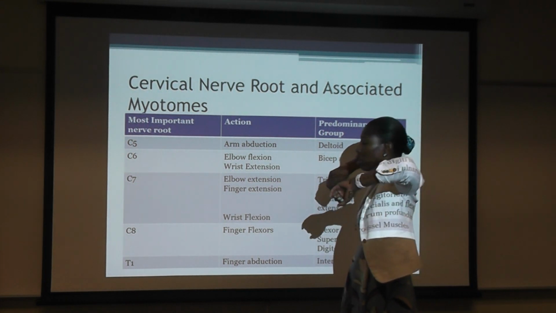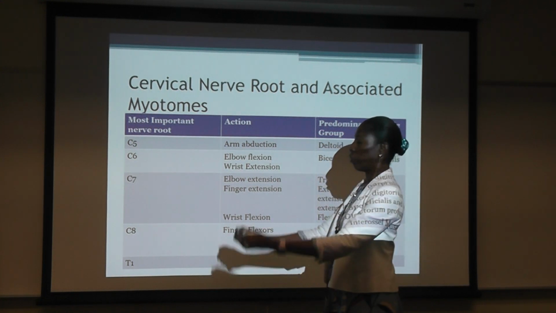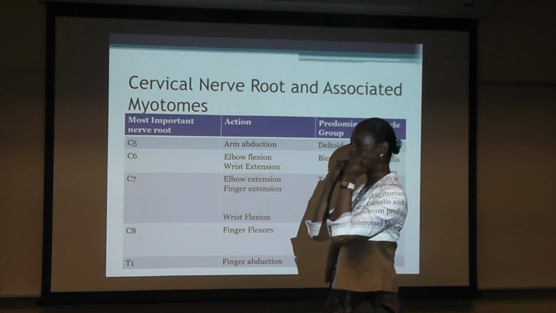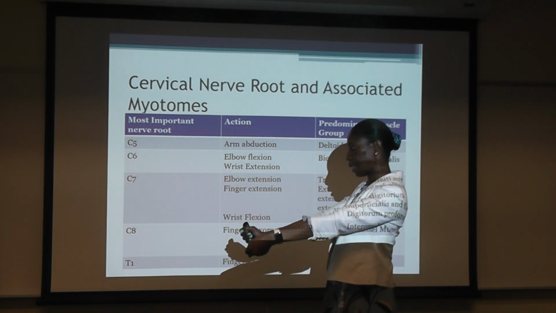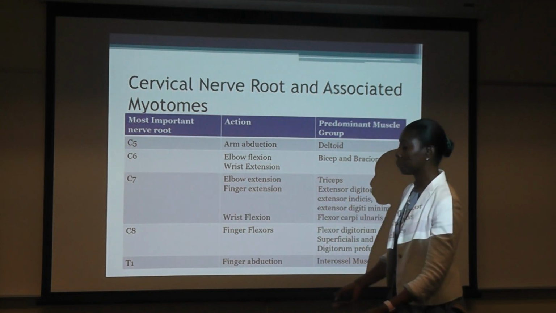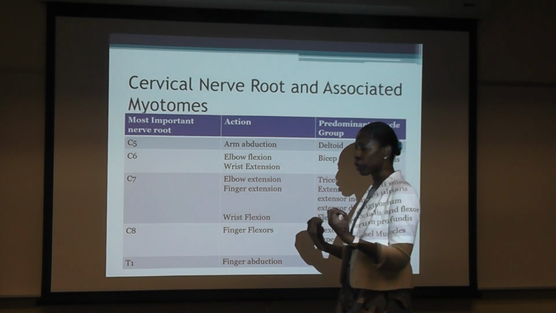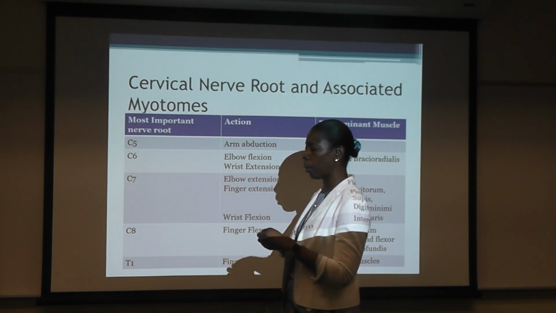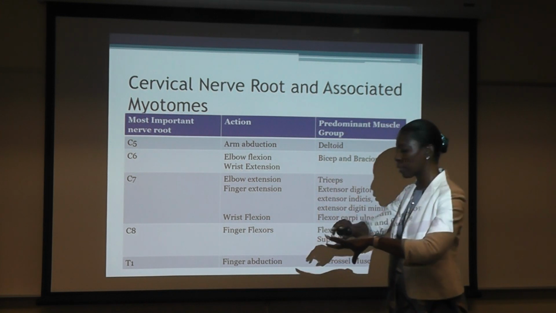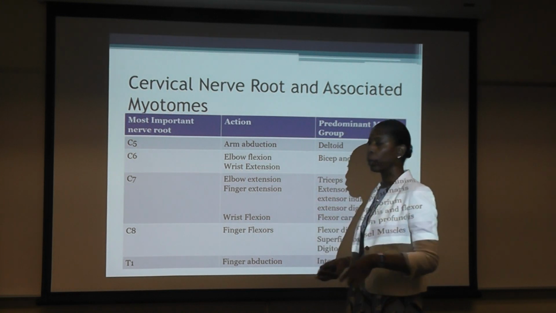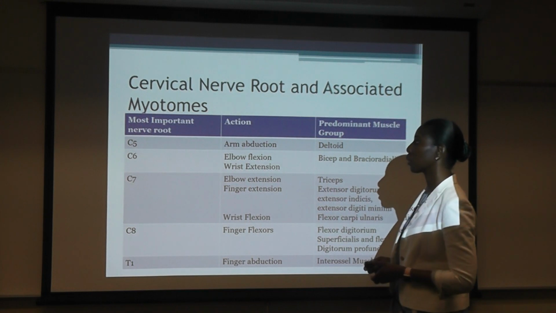So arm abduction, deltoid. Elbow flexion, bicep, that's C6. Elbow extension, tricep, C7. Finger flexors, that's C8. Don't let me open them, okay? Keep them together, don't let me open them. And then interosseous abduction, don't let me pull them together, that's T1. Okay.